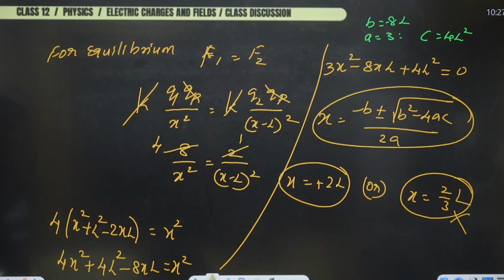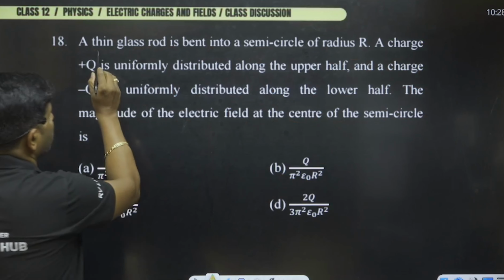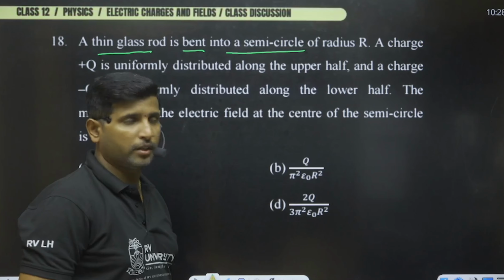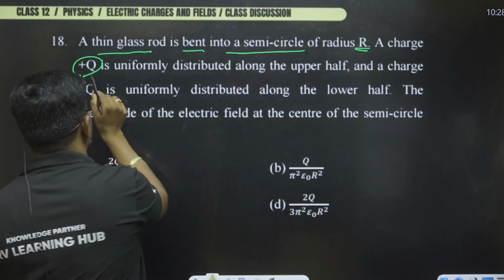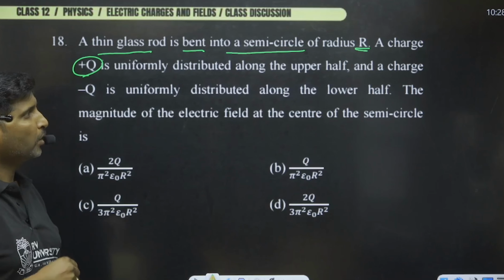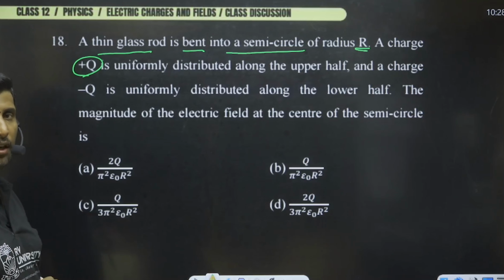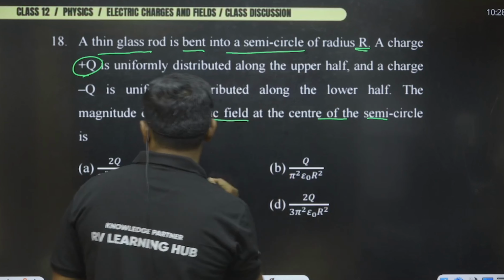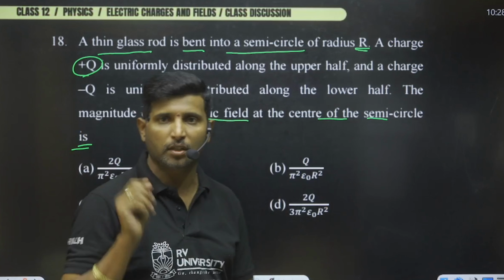Now let us move on to the next question. What they are saying to us: a thin glass rod is bent into a semicircle of radius capital R. A charge capital Q is uniformly distributed along the upper half, and a charge minus capital Q is uniformly distributed along the lower half. The magnitude of the electric field at the center of the semicircle, we have to calculate.